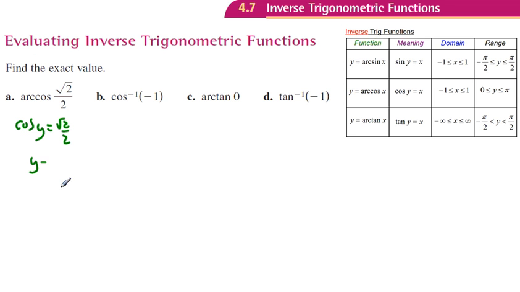Hold on here. All right, there we go. Y is going to be pi over 4. Because the cosine of pi over 4 is square root of 2 over 2. And it is true that this is within the elements of 0 and pi.